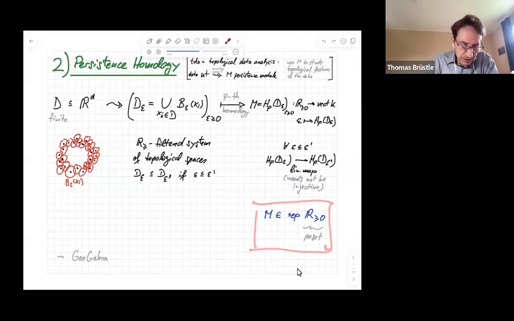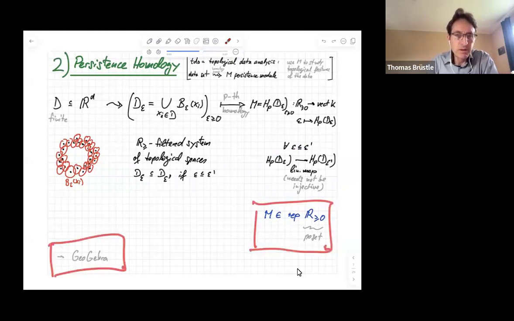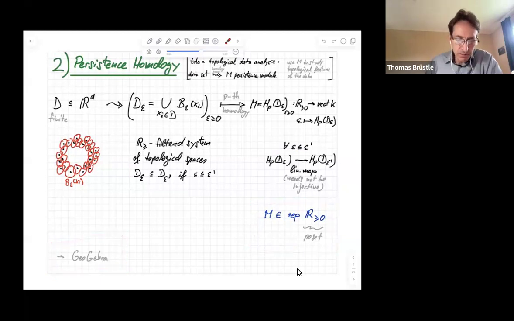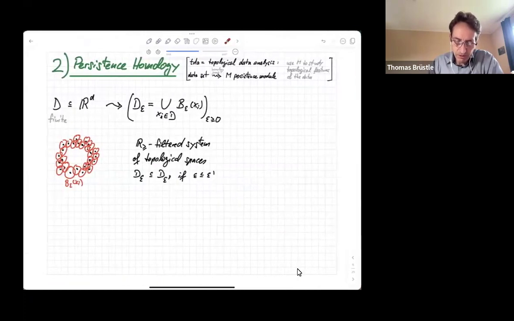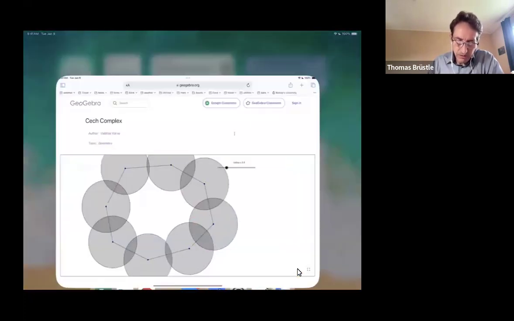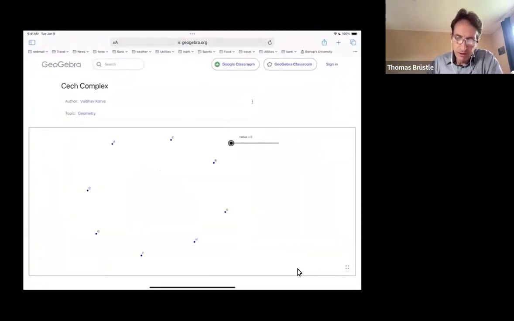And I wanted to give you a little example on GeoGebra to see how this works. Let me go here. So you see my GeoGebra picture. We have a set of data points, A, B, C, D, and so on, just a very small set of points. And there's a slider where I can increase a radius.